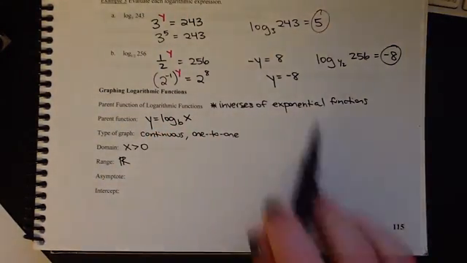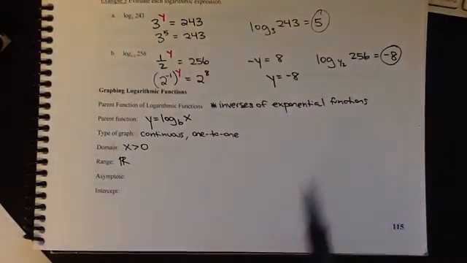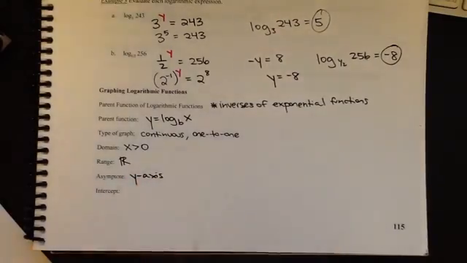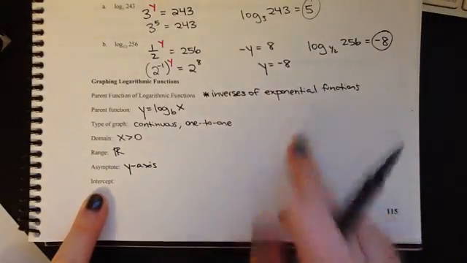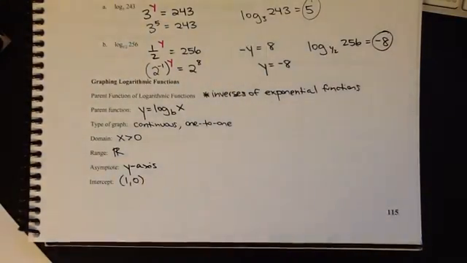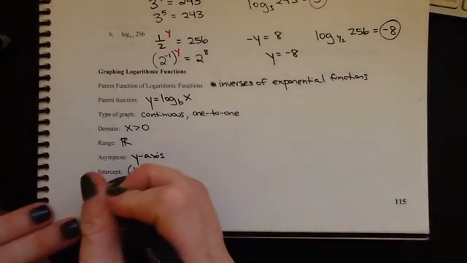The asymptote of exponential functions was the x-axis, so swap everything, and the asymptote of these will be the y-axis. The intercept of the exponential functions was the point (0, 1), so that means the intercept on logarithmic will be the point (1, 0). Okay, so let me write down here all of the points that we should be expecting.